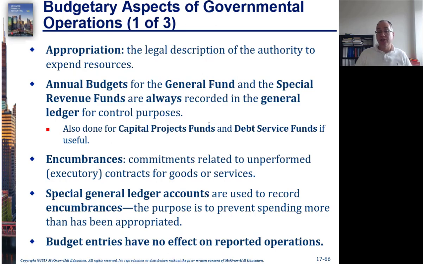Annual budgets for general funds and special revenue funds are actually recorded in the general ledger. So it's very different. In financial accounting, budgets are something done on a spreadsheet or in a separate set of software. Sometimes more modern systems, SAP systems, enterprise-wide systems, will also keep track of your budget for you, but they don't really go into the general ledger. Whereas in governmental accounting, they do go into your general ledger.